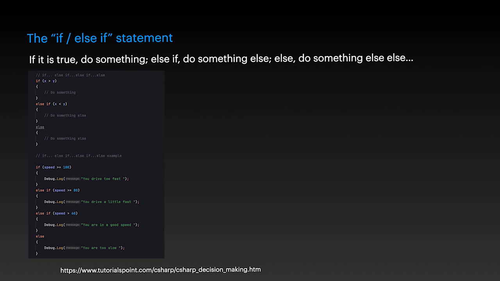If speed is larger or equal than 100, then do something, right? Debug.log, you drive too fast. For example, if speed is 200, right? Then the computer will start running the first statement. If it is true, then start executing debug.log, you drive too fast.